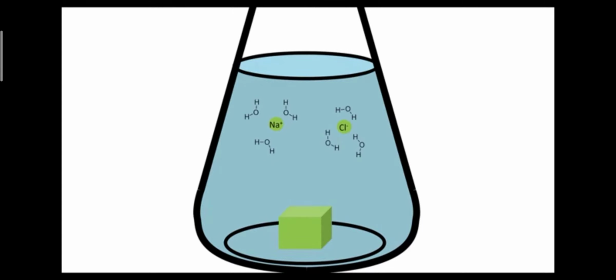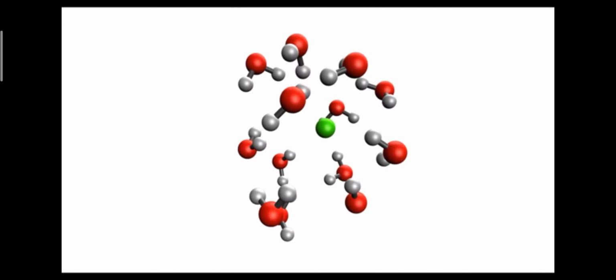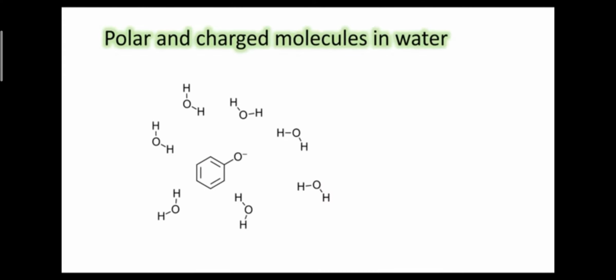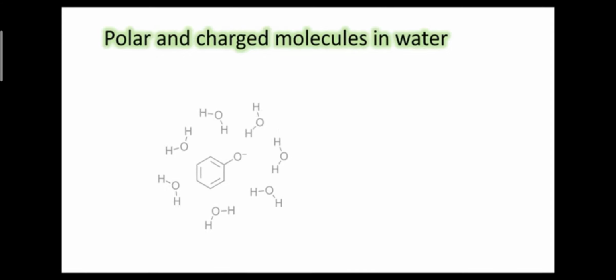So the water molecules orient their dipole moments such that the partial positive charge of the water molecules will be facing the chloride ion, and the partial negative charge, meaning the oxygen, will be facing the sodium ion. And this kind of rearrangement of the water molecules to stabilize the ion is called hydration of ions.